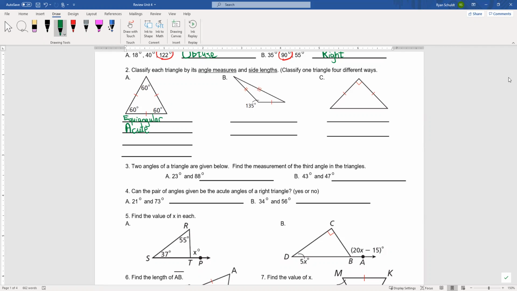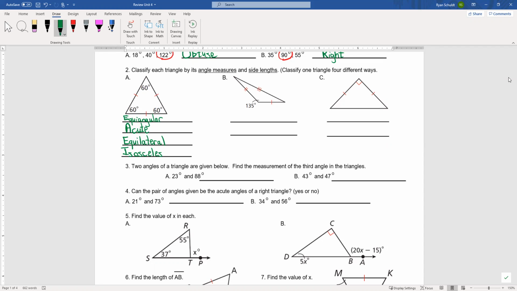Now let's go by side lengths. All 3 sides are the same, so this is called an equilateral triangle. But also, an equilateral is an isosceles triangle. Remember, isosceles has to have at least 2 sides the same. We have 3, which last time I checked is at least 2. So it qualifies as an isosceles triangle as well.